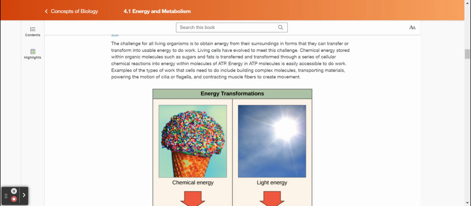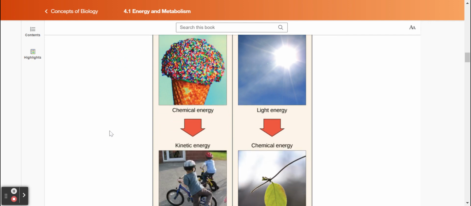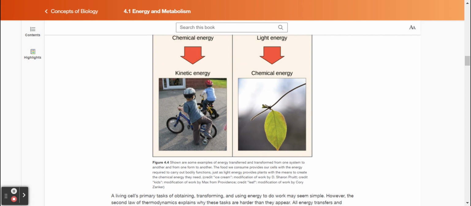Examples of the types of work that cells need to do include building complex molecules, transporting materials, powering the motion of cilia or flagella, and contracting muscle fibers to create movement. Figure 4.4. Shown are some examples of energy transferred and transformed from one system to another and from one form to another. The food we consume provides our cells with the energy required to carry out bodily functions, just as light energy provides plants with the means to create the chemical energy they need.